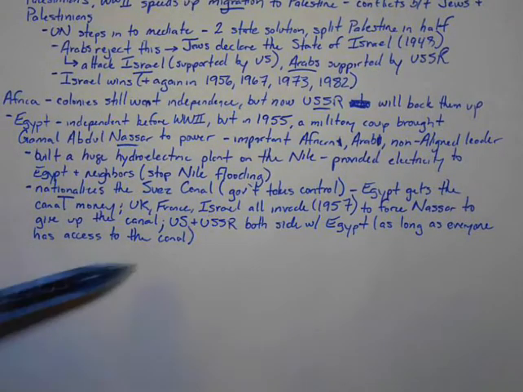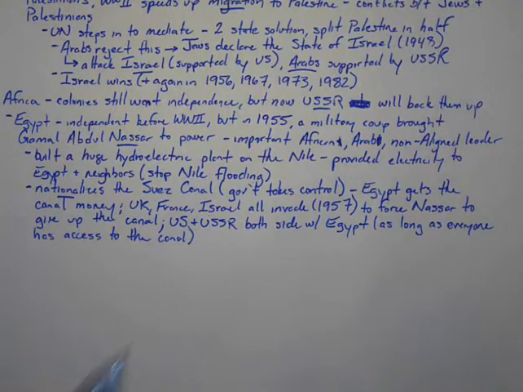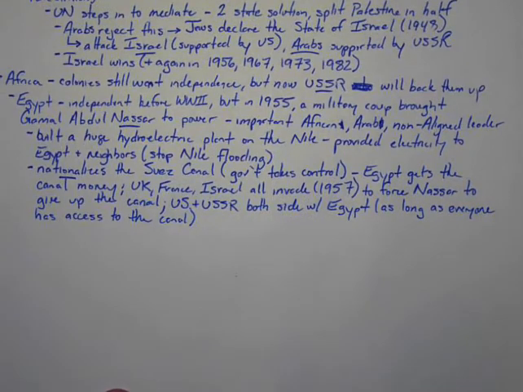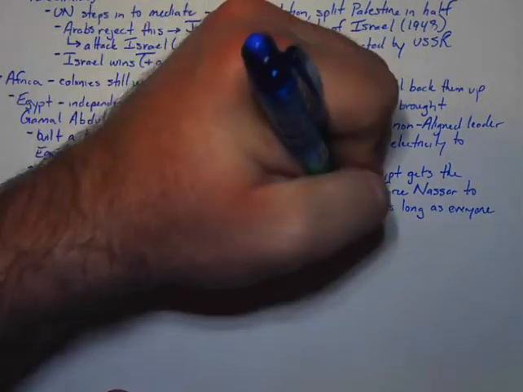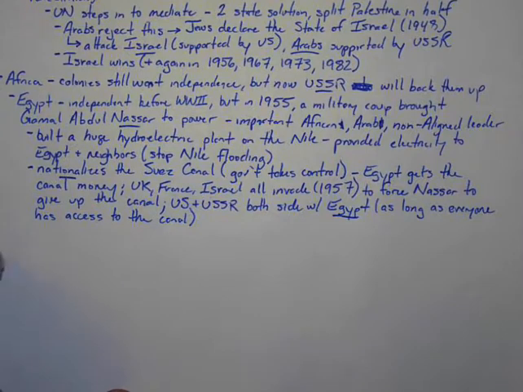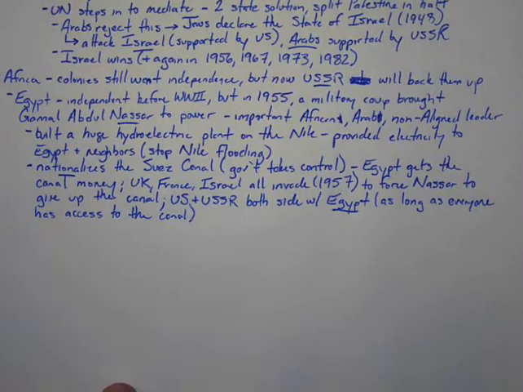So as long as everyone had access to the canal, and the United States and the Soviet Union supported that, everybody got to use the canal, and Egypt got all the money from the canal. So more or less everybody wins.